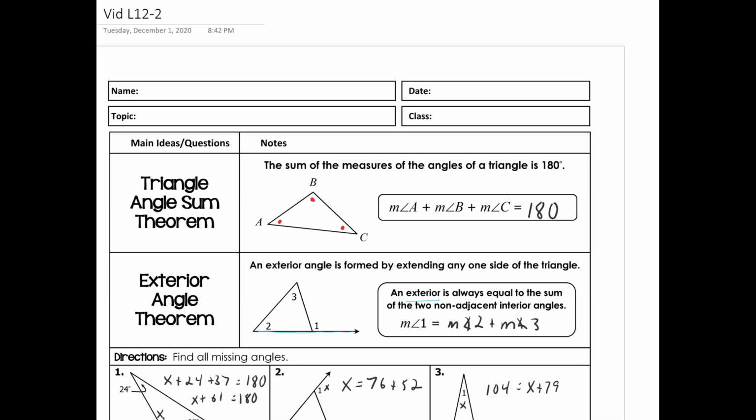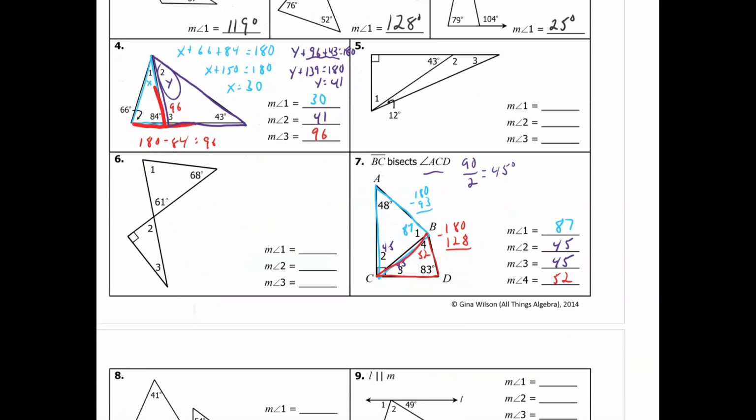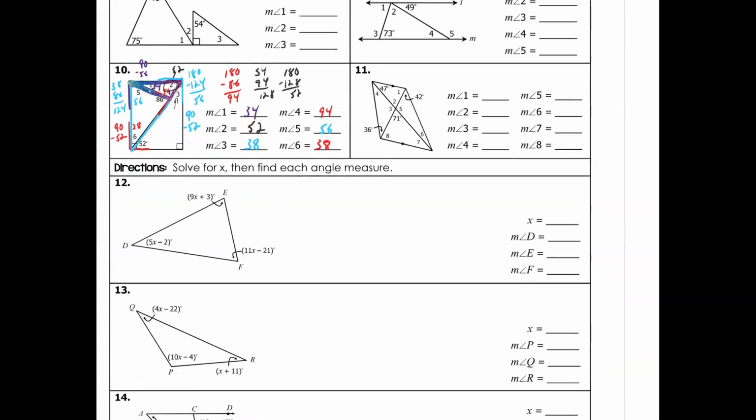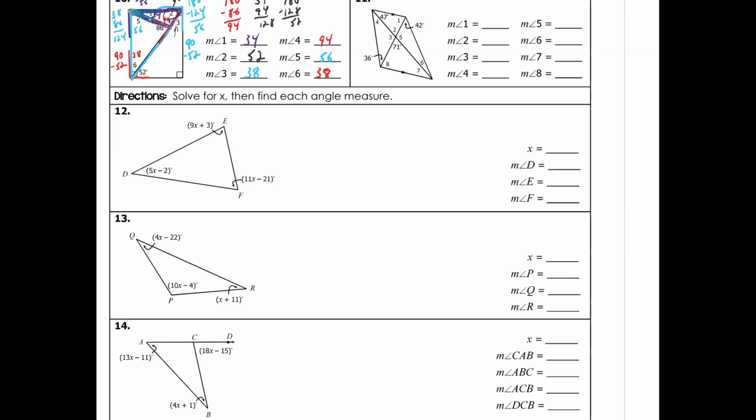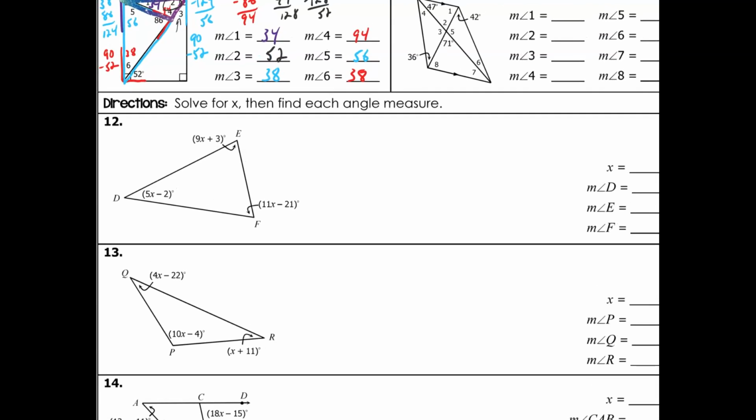We're going to set up a couple algebraic equations. We're going to do three examples here. So these are some things that we did in part one of this video set. And part two, we're going on to number 12. So we're looking at three angles, and they all have algebraic expressions. So we're going to use either one of those two theorems in this case to set up an equation.